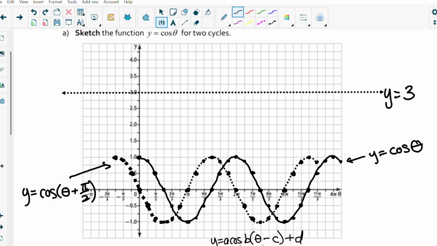The next part is I need to shift it up by 3. So the sinusoidal axis. So if I take this sinusoidal axis, let me draw in another one here. Okay, I'll draw it in blue.